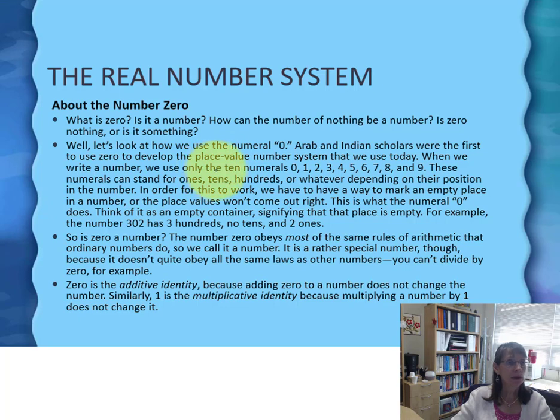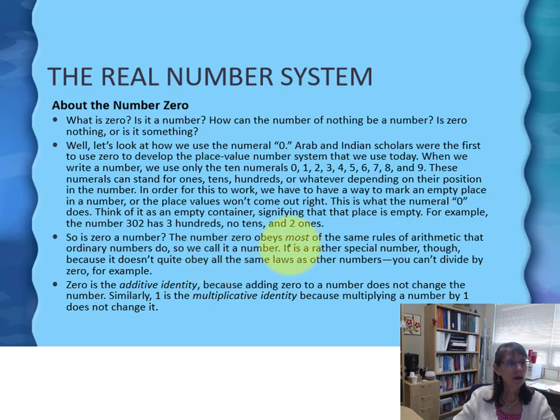When we write a number, we use the numerals 0 through 9. These numerals can stand for ones, tens, hundreds, or other place values. So if we have, for example, 3 hundreds and 2 ones, you'll notice there were no tens mentioned. So it's important to use 3 for the hundreds, 0 for the tens, which means there are no tens, and 2 for the ones. So is 0 a number?